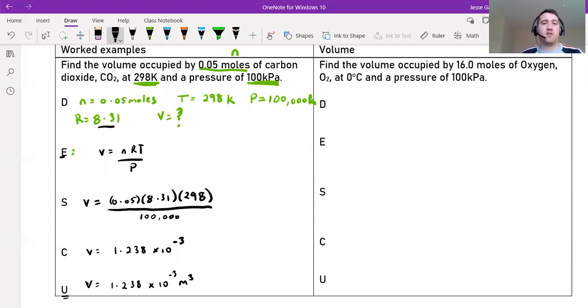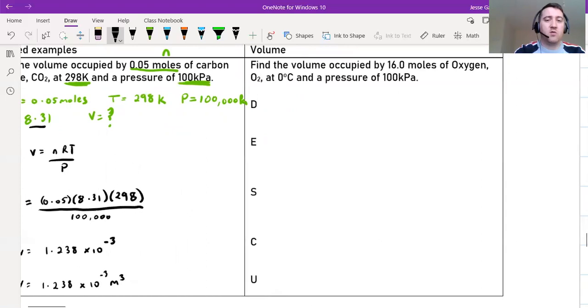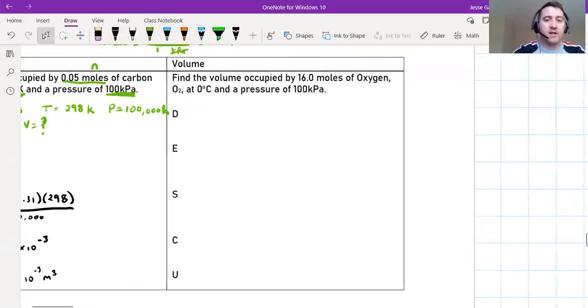All right, so that's the process of how to rearrange this ideal gas equation and go ahead and do a problem with it. You're going to do this one for me now. So you're going to do this one and I'll get you started.